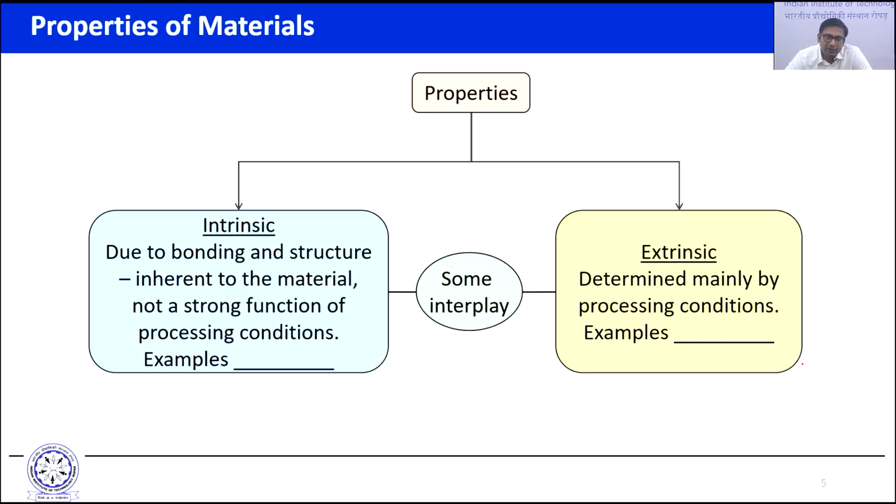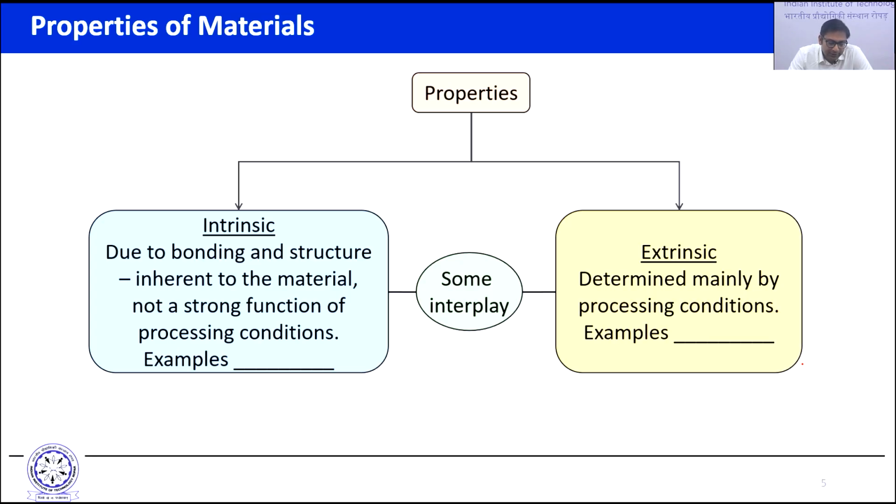So when we do this type of predictions, it is useful to understand the different types of properties the material can have. By and large, we can divide the properties into intrinsic properties and extrinsic properties. When we talk about intrinsic properties, these are properties which arise primarily due to the chemical composition, due to the bonding and structure. And so these properties are really inherent to the materials. These are not properties which are functions of processing conditions.